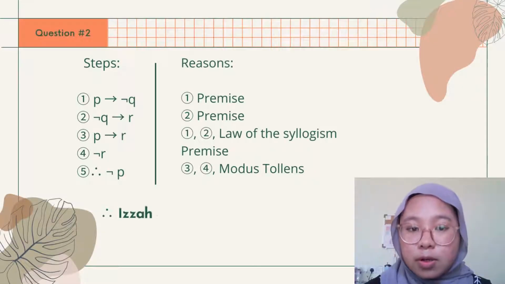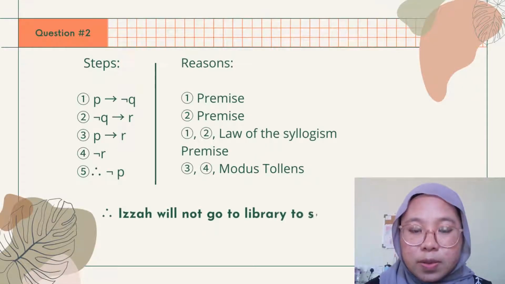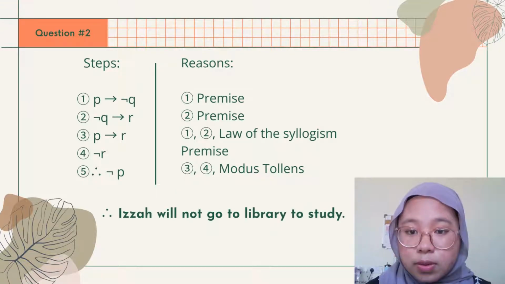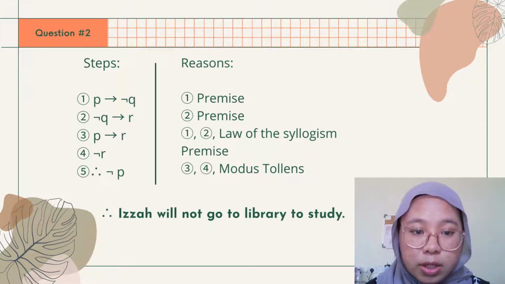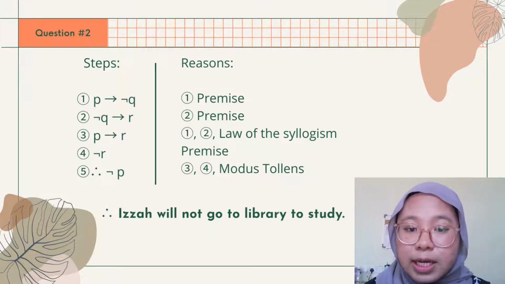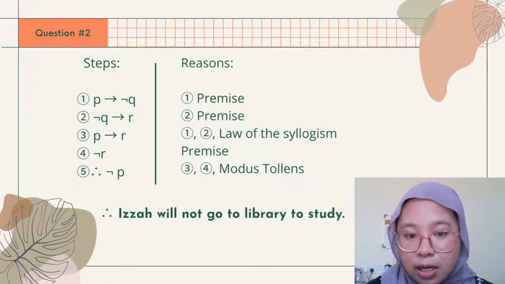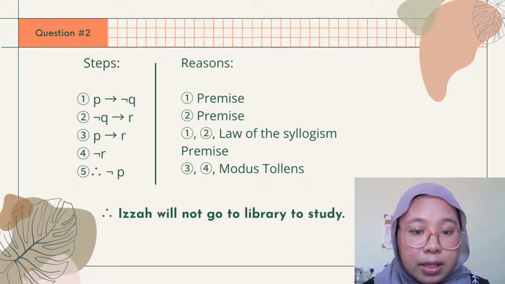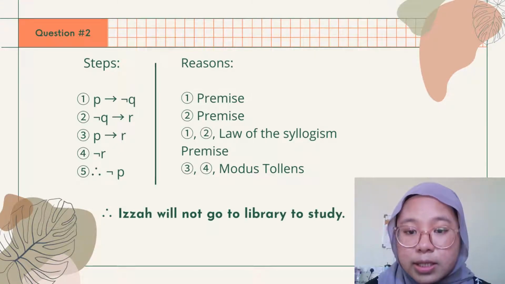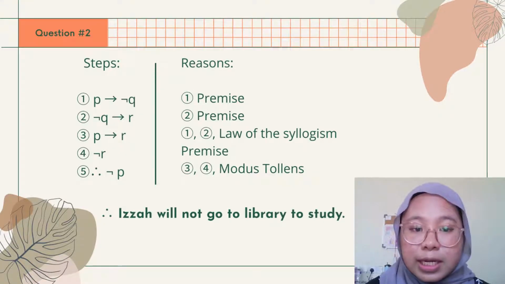Next, to find the conclusion not P, we use the first premise, which is P implies not Q, and the second premise, which is not Q implies R, as the first and second steps. Then, we use the law of syllogism to remove the not Q, and we will get P implies R. Write back the third premise, which is not R, and use modus tollens to remove the R, and finally we will get not P. So, the conclusion we will get is Iza will not go to library to study.